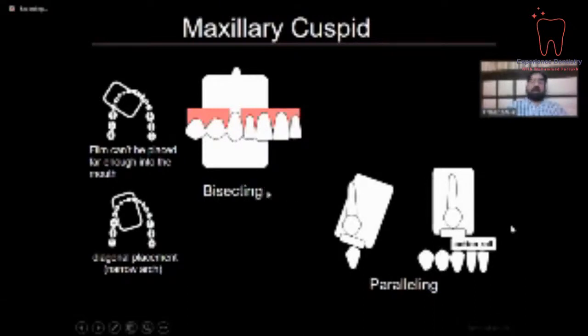The bisecting technique and the parallel technique are different. The parallel technique we study is by means of a certain instrument which is going to place the film in the oral cavity.